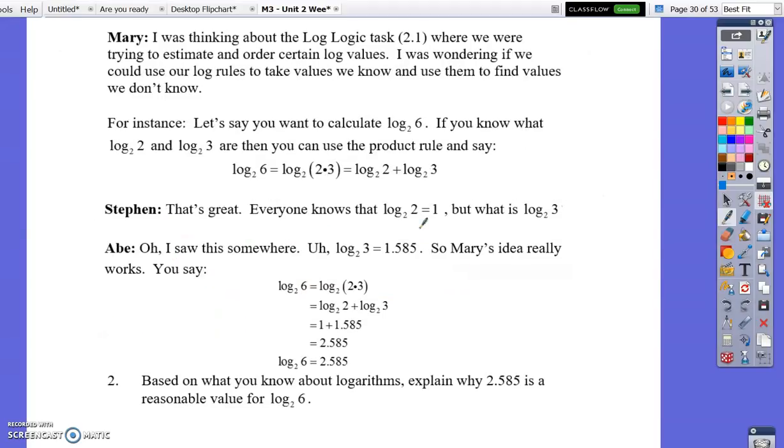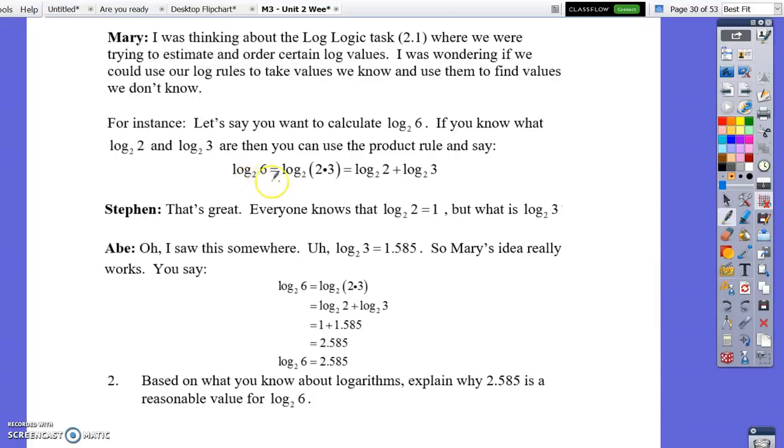All right, so Mary goes back to thinking about where we started with logs in 2-1, where we were trying to estimate and order numbers. And maybe there's a way to use our log rules to take values we know and use them to find values we don't. For example, let's say I wanted to find the log base 2 of 6. We know the log base 2 of 2 and 3, so we could use the product rule.